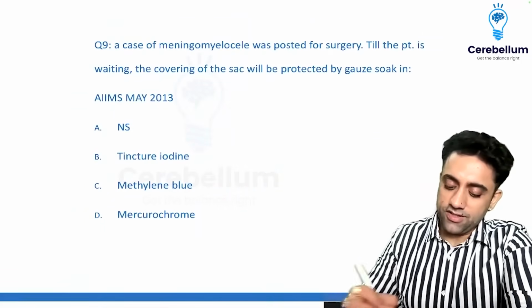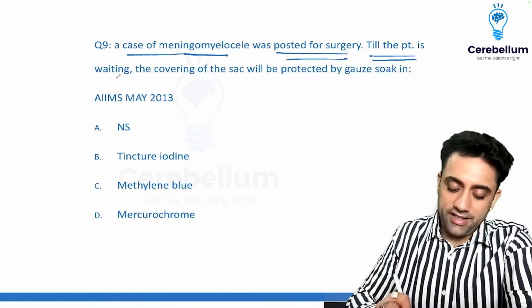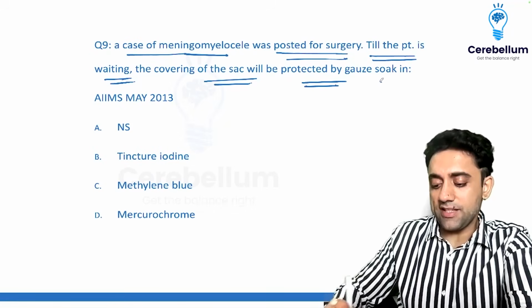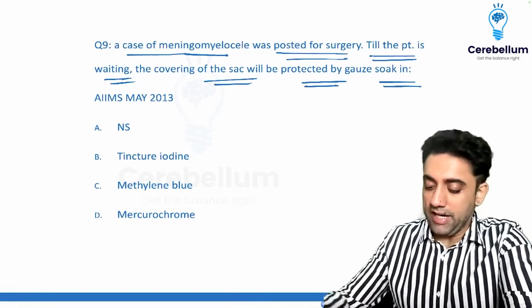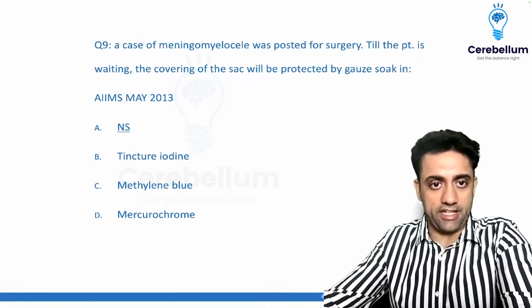Remember that. So this was the AIIMS question. The case of meningomyelocele was posted for surgery. Till the patient is waiting, the covering of the sac must be protected by what? It is protected by gauze soaked in normal saline. Remember that. That you should know.